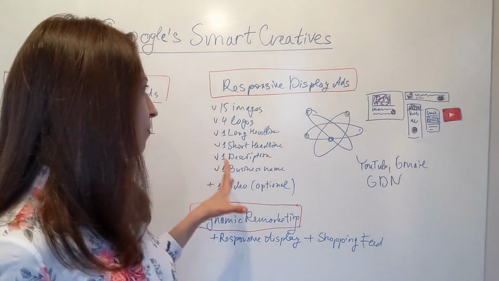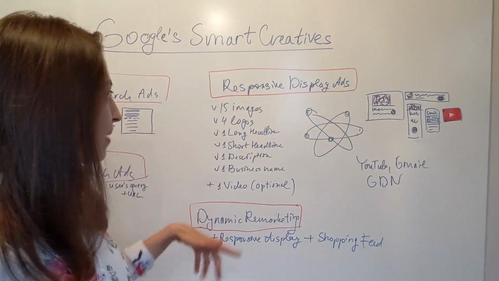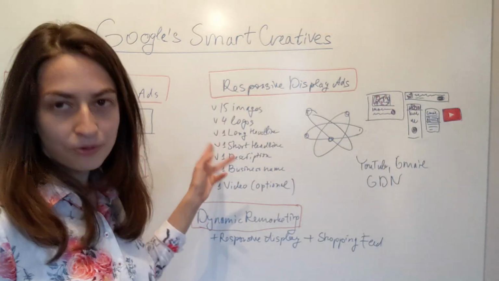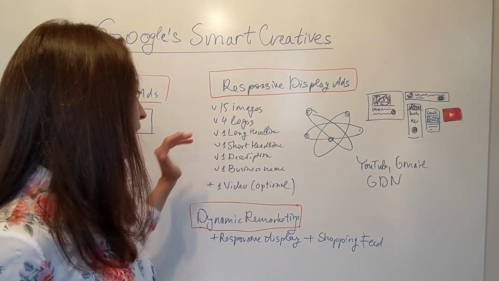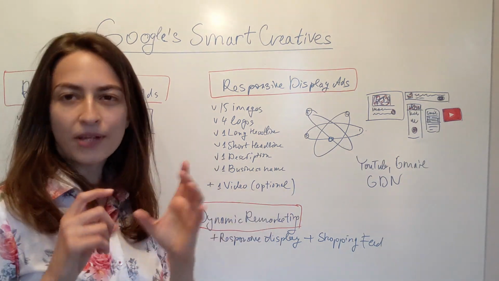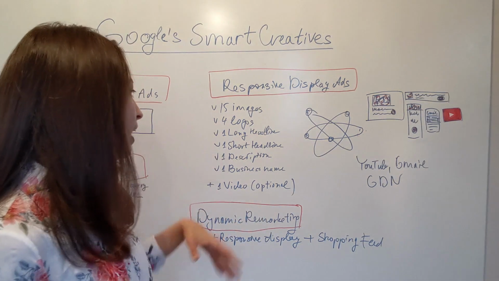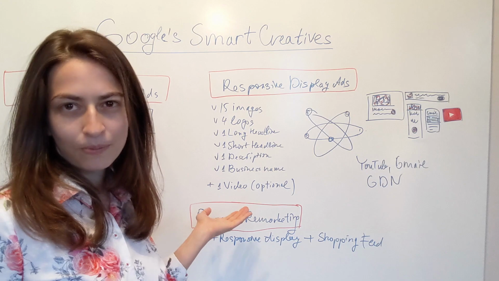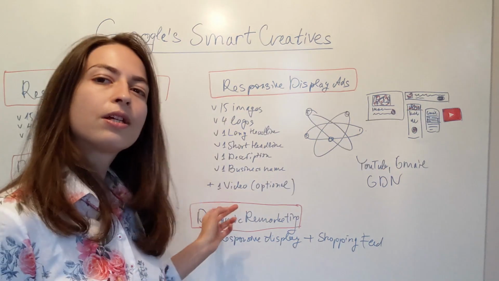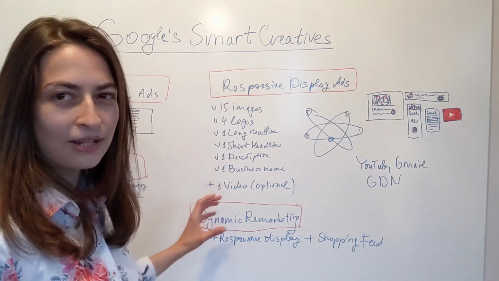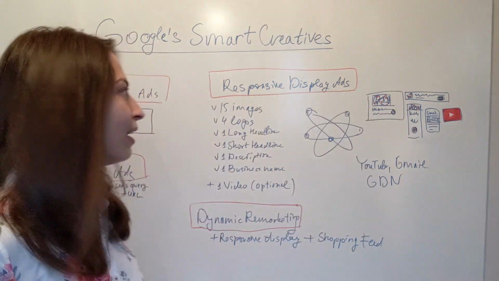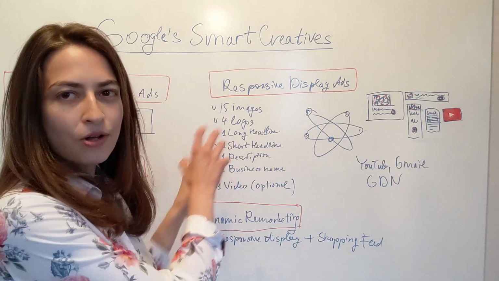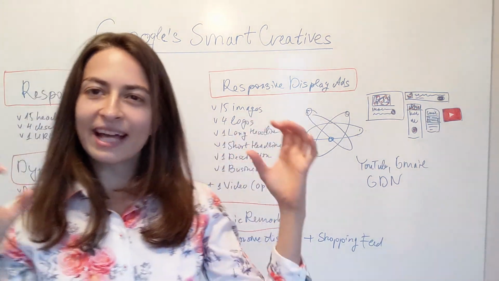So they came up with responsive display ads. Responsive display ads can be done with up to 15 images. So you can upload up to 15 images. You don't have to, but you can. You can upload up to 4 logos, so different variations of your logo, square, rectangular. You can have one long headline, one short headline, one description, and the name of your business. Plus, now optionally, you can also upload a video, a YouTube video, and you have also a video ad running together. And what happens is actually this big galaxy here of machine learning is using all these assets and combining them into different sizes of ads.